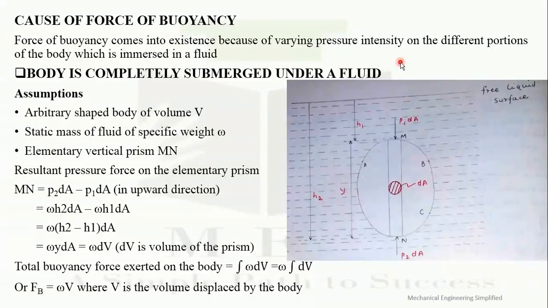So on the upper portion the pressure will be less, and on the bottom portion the pressure will be more. So more pressure means more force. The force exerted on the bottom surface will be more, and the force exerted on the upper surface will be less. So due to this difference in force, there exists a net upward force, and that net upward force is the force of buoyancy.